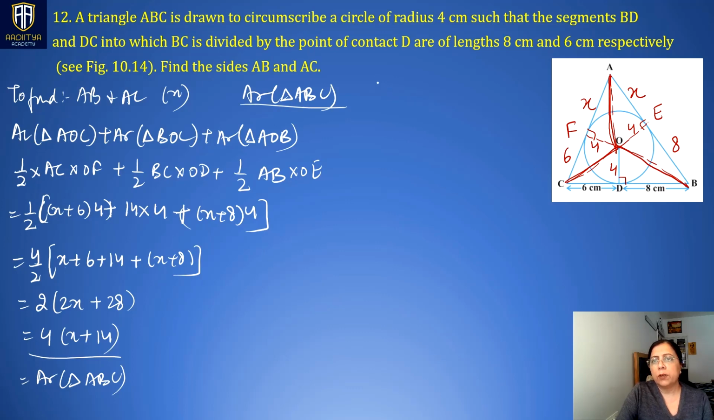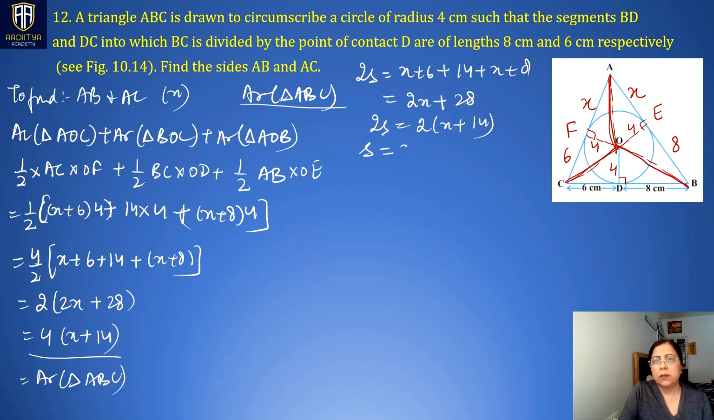Now by Heron's formula, the sum of three sides is x plus 6 plus 14 plus x plus 8. This is x plus 6 AC, BC is 14 and AB is x plus 8. So this is 2x plus 28, right? 2 can be taken out common, which is x plus 14. So 2s is this, and when 2 gets divided, s is x plus 14.